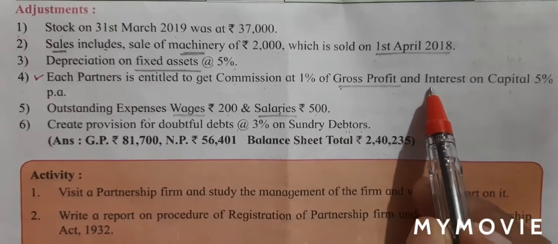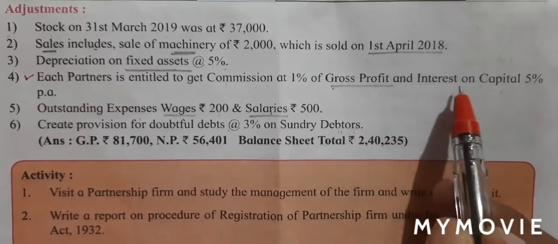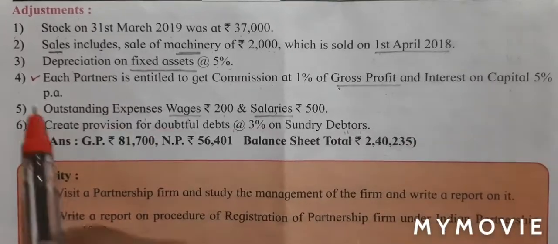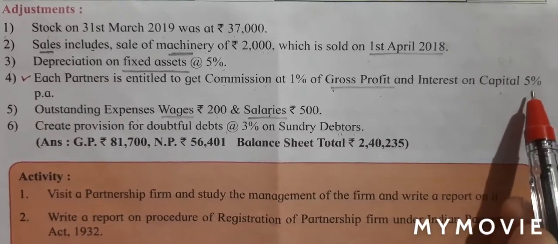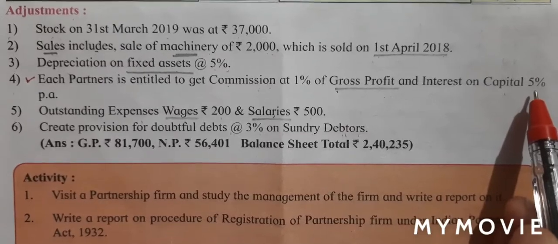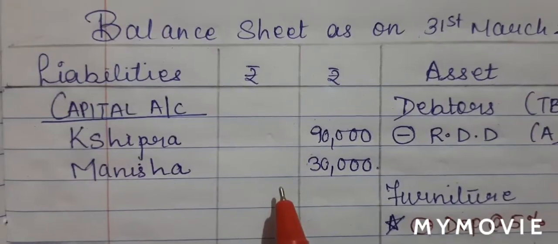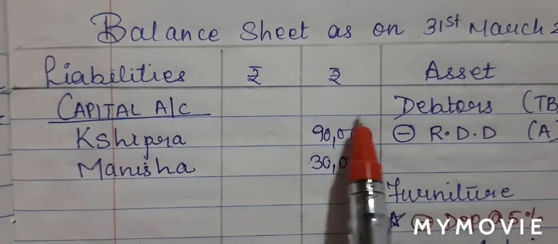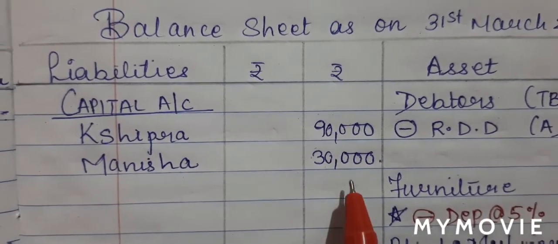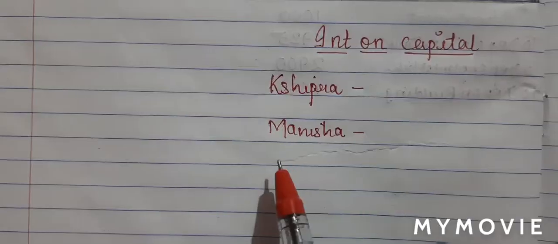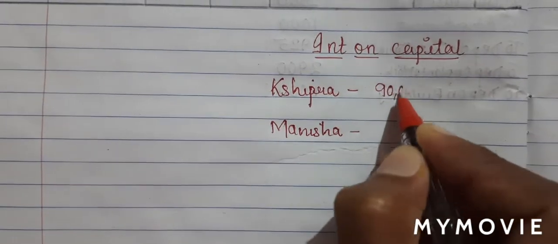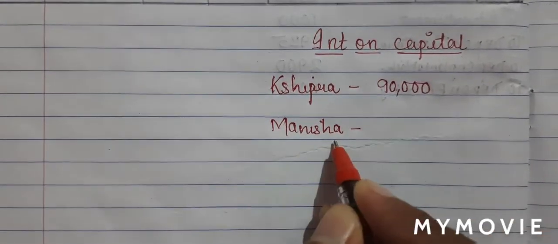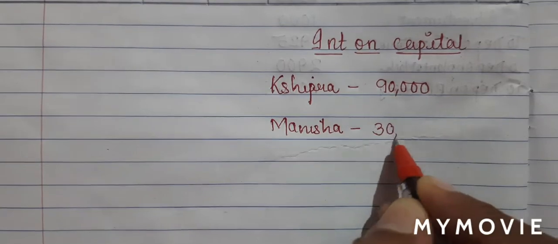But there's something else also given along with it. And interest on capital 5% per annum. We can do the calculation of interest. So let us first do our calculation of interest on capital. Our capital amount that we have is 90,000 and 30,000. So let's do the calculation on this. So we are calculating interest on capital. For Shipra, our capital amount was 90,000. And for Manisha, our capital amount was 30,000.